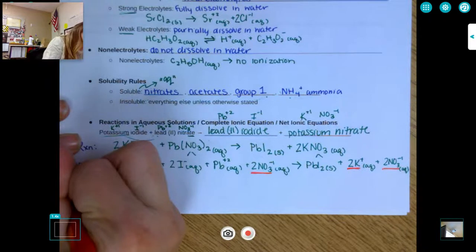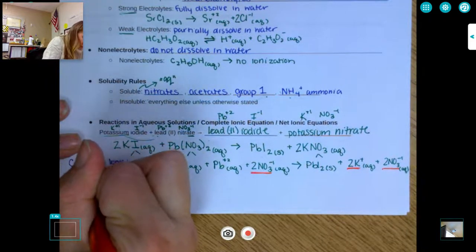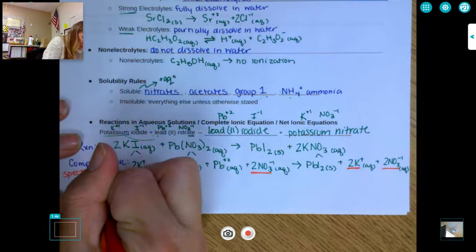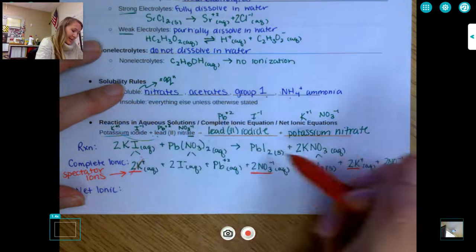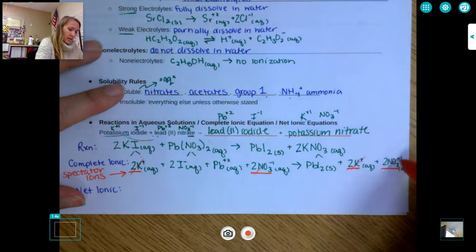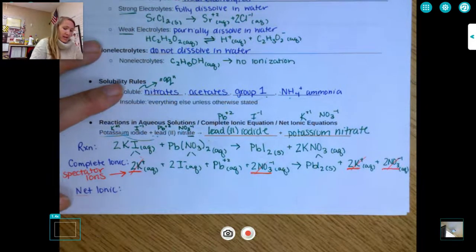So these are spectator ions because they are not turned into any sort of product. They're just swimming around in the solution to start, watching things happen, and swimming around when it's all done, watching things happen. So spectator ions, we can cancel out, and then we can write our net ionic equation.